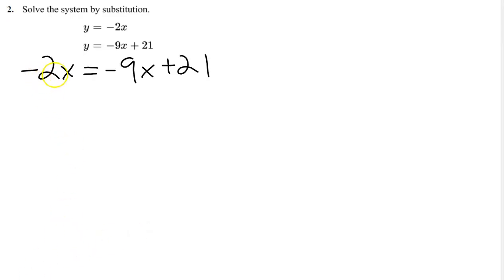Alright, now I've got negative 2x is equal to negative 9x plus 21. Alright, now I want to move the variables to the left here, and I'm going to do the opposite of minus 9 and add 9x on both sides. Don't forget to put your variables with your numbers there. The only time they come off is if you're multiplying or dividing.